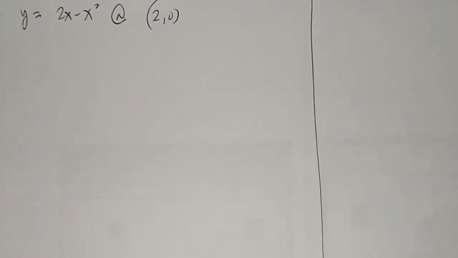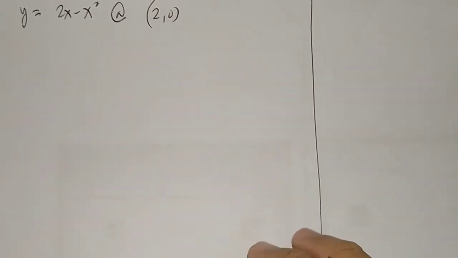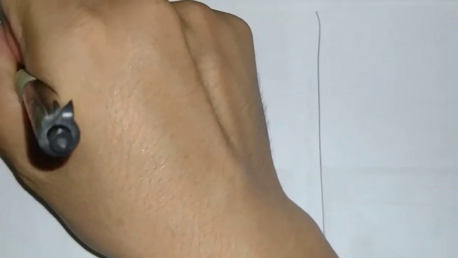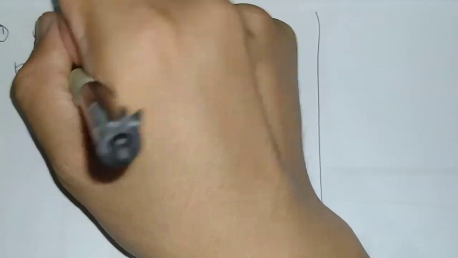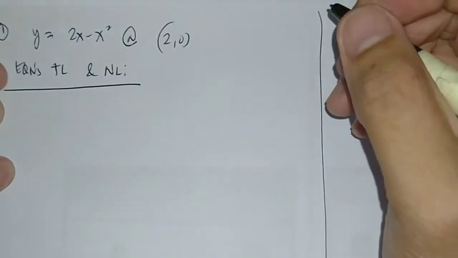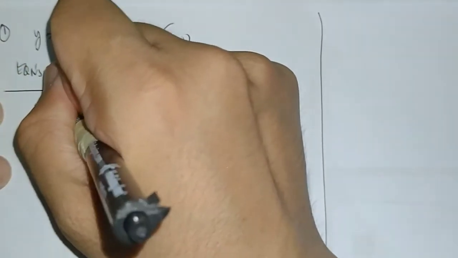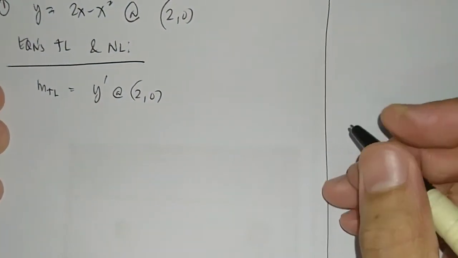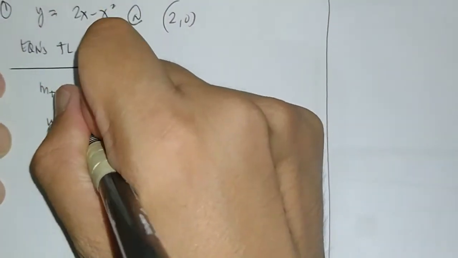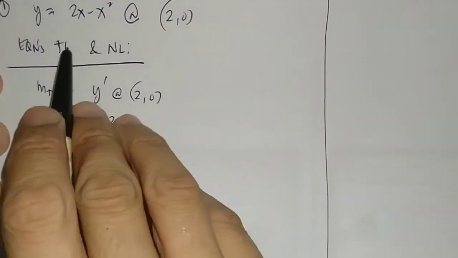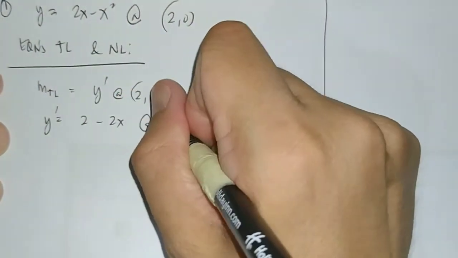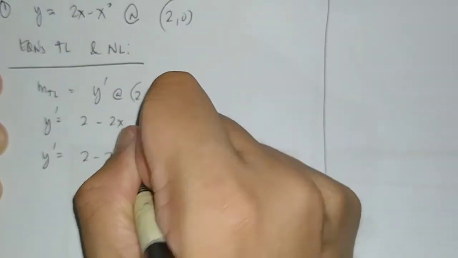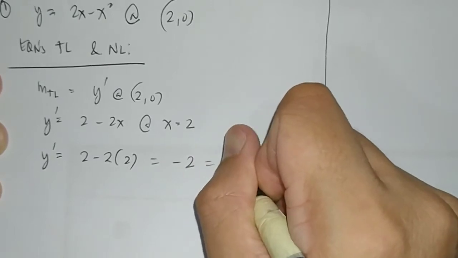So we are looking for the equation of the tangent line and normal line to the curve y is equal to 2x minus x squared at 2 comma 0. So again, let's get the slope of the tangent line, which is actually the first derivative at 2 comma 0. So to solve for the slope of the tangent line, just take the first derivative, that's 2 minus 2x. So 2 minus 2x at x is equal to 2. So substituting, y prime is 2 minus 2 times 2. That's negative 2. That is actually the slope of the tangent line.